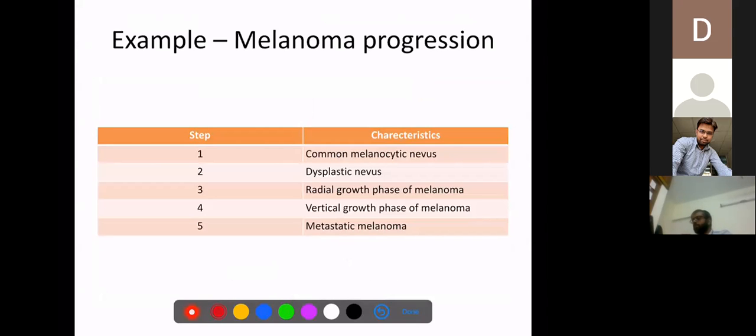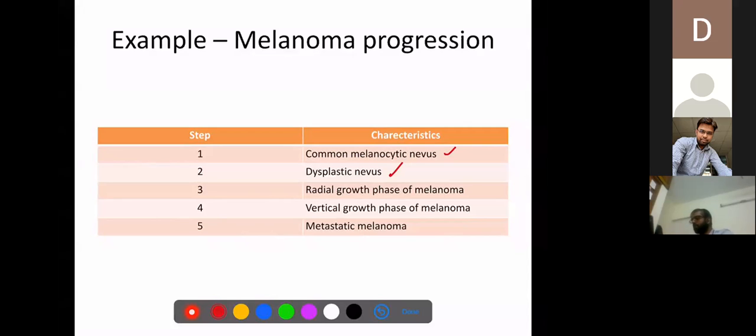So I told you it is going to be a stepwise progression. For example, in melanoma, step one is going to be a common melanocytic nevus that may be due to one small particular genetic change, followed by a dysplastic nevus, and followed by a radial growth phase of melanoma.